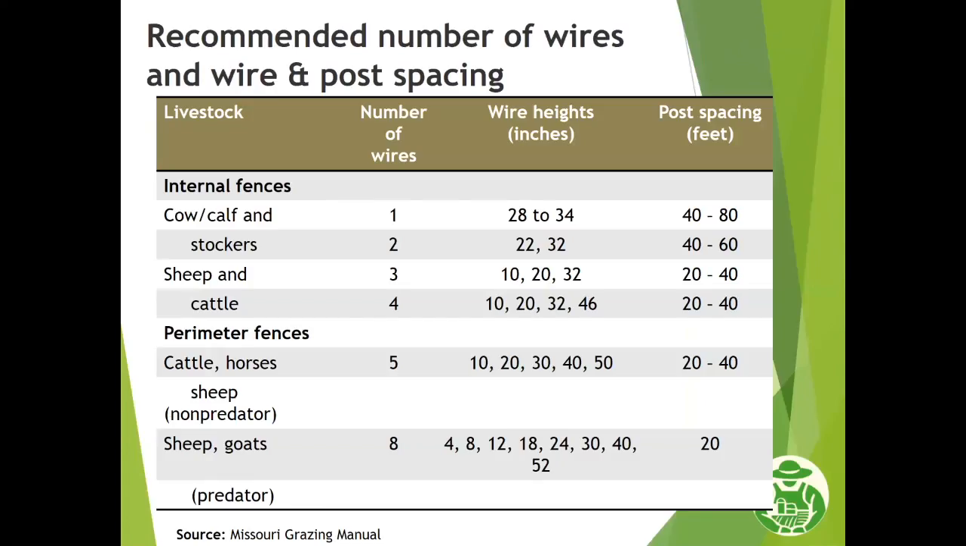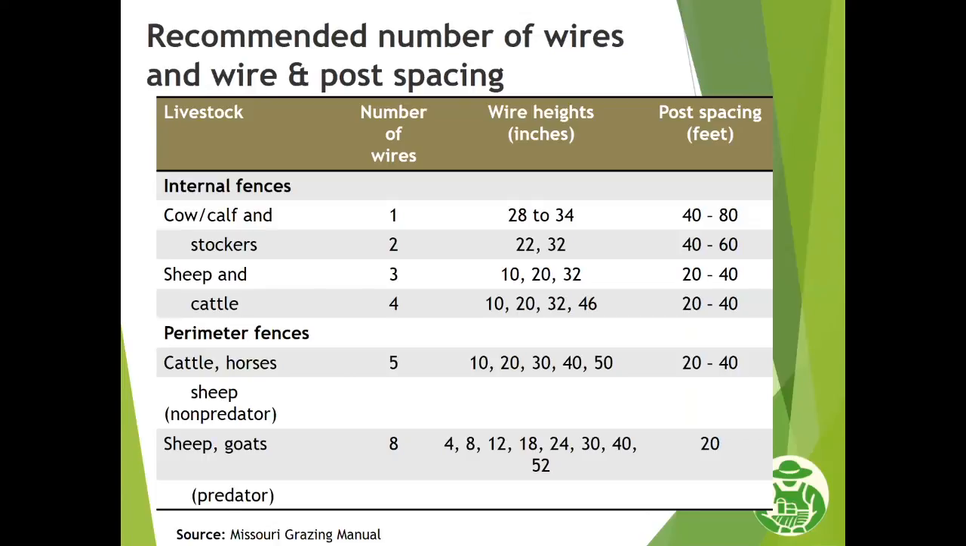And here's a recommended number of wires and post spacing for different animals to give you an idea when you get started building this. Cow-calf pairs, especially calm ones, sometimes only need one wire that's 28 to 34 inches in height. Sheep and cattle start smaller at 10 inches from the ground, then 20 inches, and then 32 inches to keep them in.